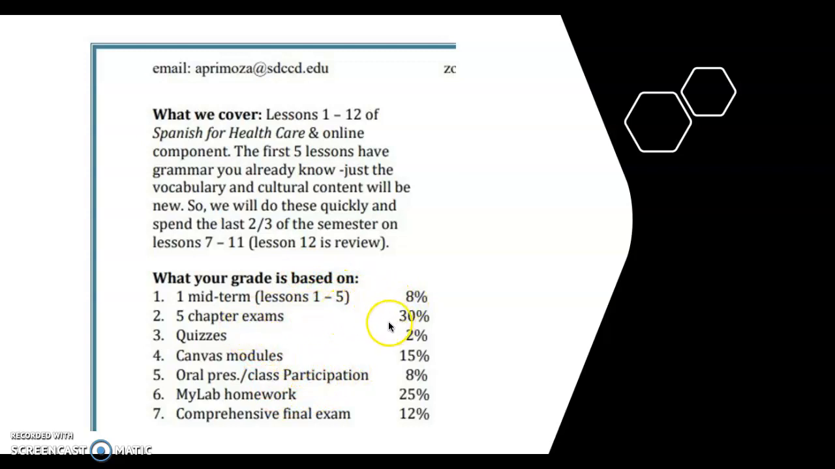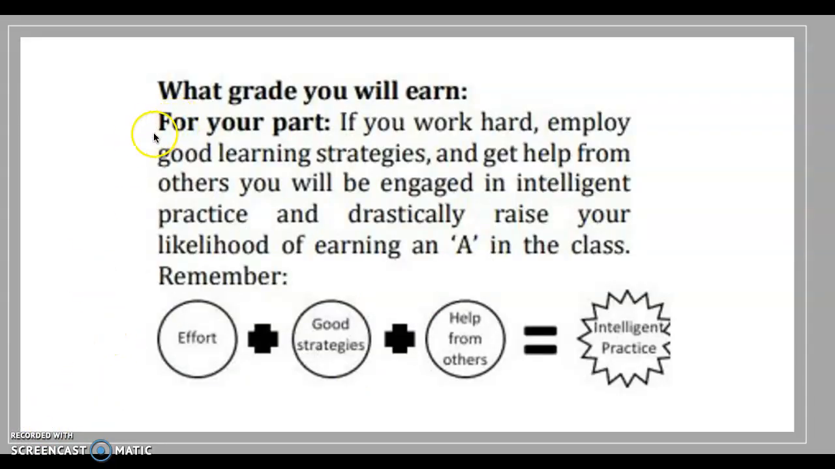The midterm is 8%. Well, you can read that for yourself. The important thing is you'll see when you go in Canvas that everything is weighted, and you'll see what those weights are. But it's important that you do all of these pieces so that you'll get an A++ in the class. By the way, A++ isn't a real thing. What grade will you earn? Well, if you put in the effort and employ good strategies, which are getting help from others, that'll add up to intelligent practice and an excellent grade in our class.